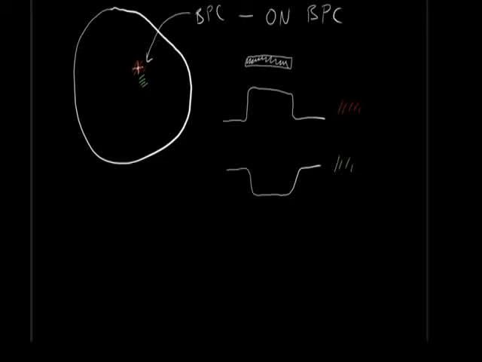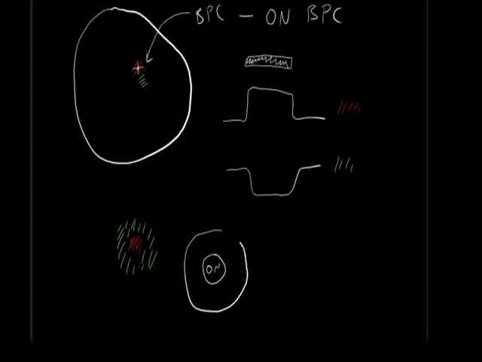So that means I have got a receptive field with this middle bit where I get excitation, and I get this surround where I get inhibition. So we can redraw this and say that we've got an on center and an off surround.